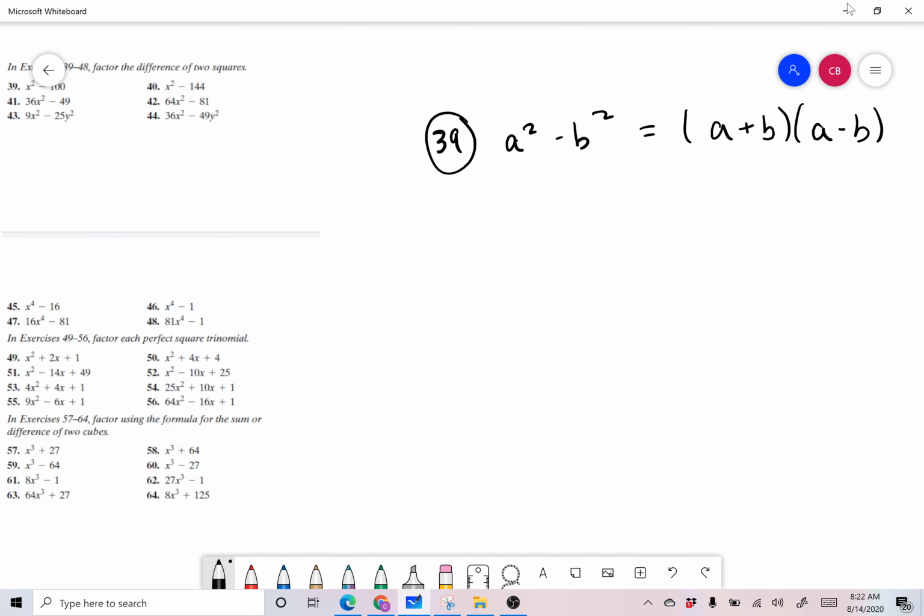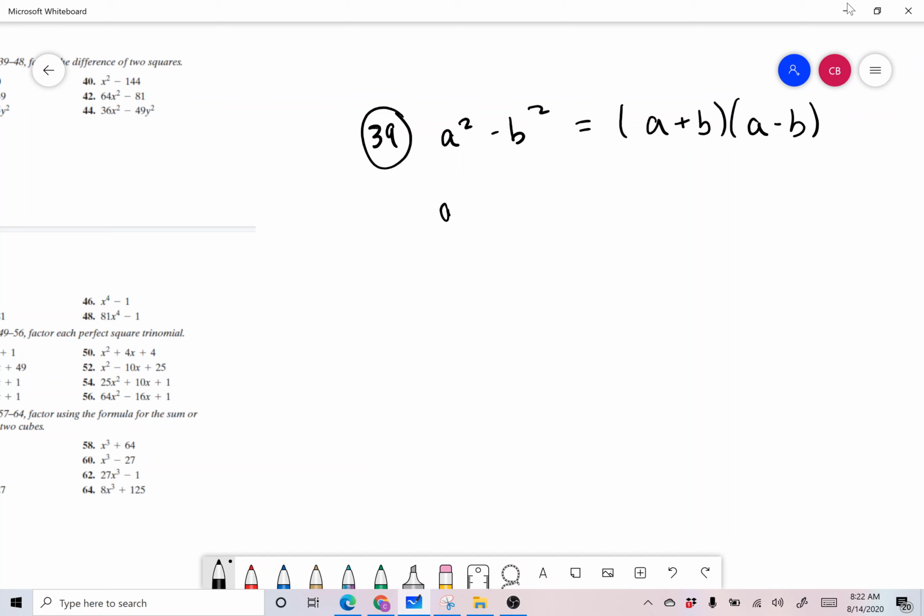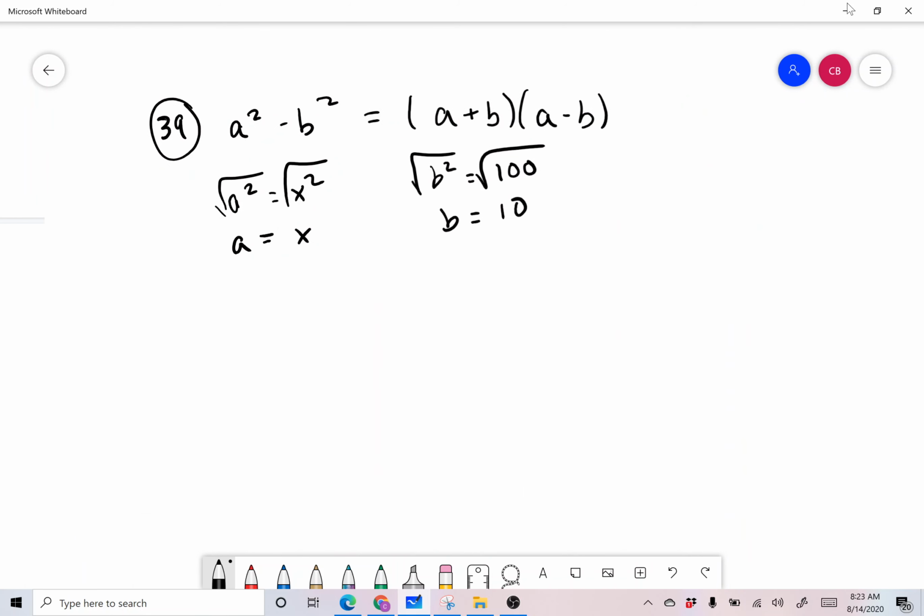Okay, so we have to figure out what a is and what b is. If a squared is equal to x squared, then we take the square root and a is equal to x. If b squared is equal to 100, then we take the square root and b is equal to 10. So we've got a and b, so that means that for 39 we have x squared minus 100 is equal to x plus 10, x minus 10. And that is our factoring.